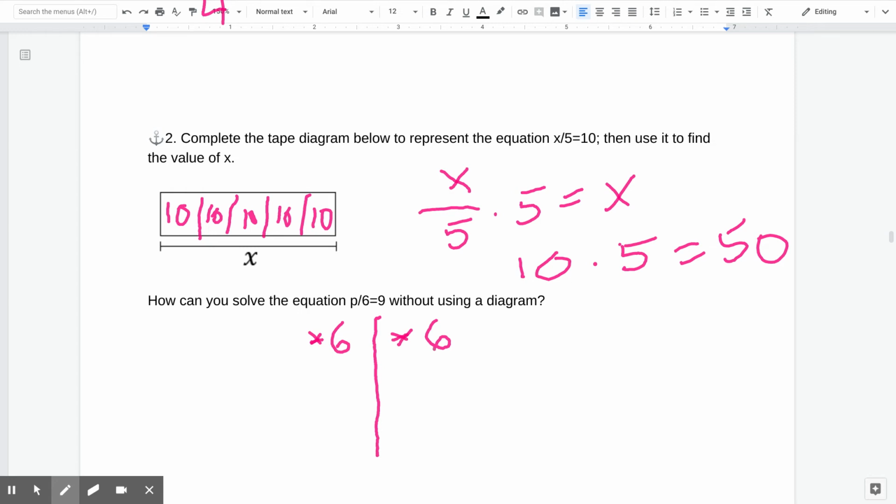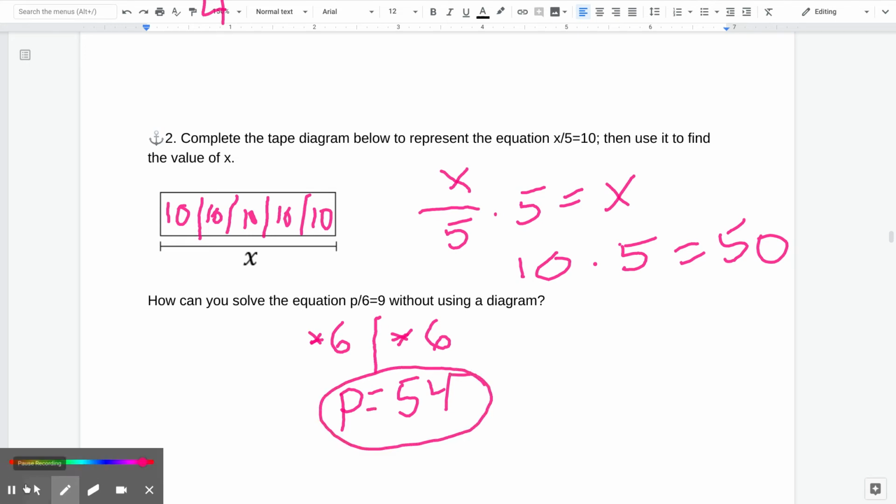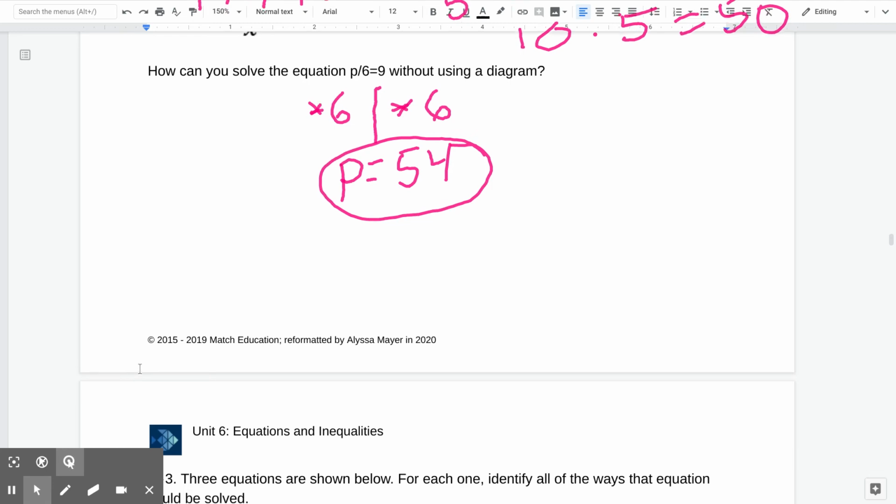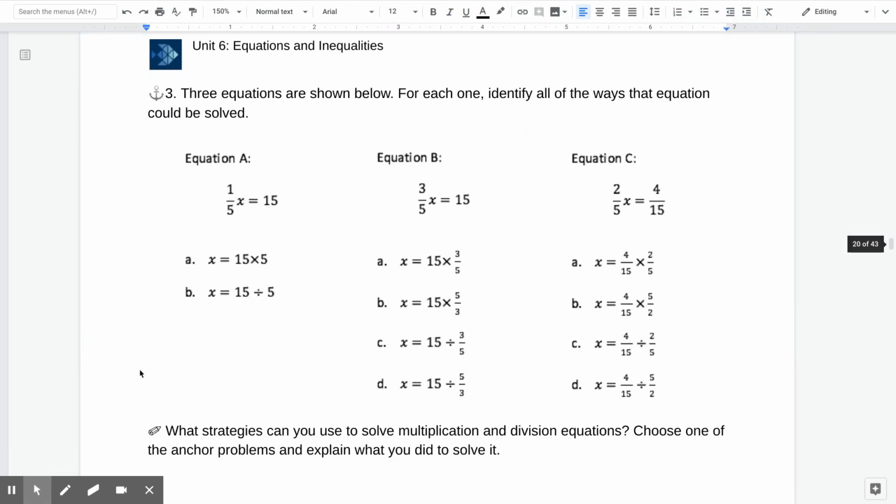Now, if I multiply p divided by 6, I just get p. And if I multiply 9 by 6, I get 54. So p is equal to 54. Moving on down to problem 3.